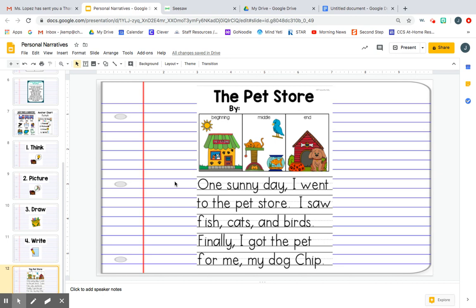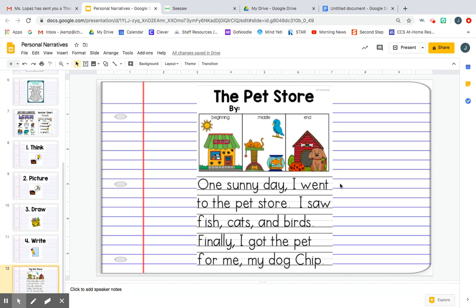"I saw fish, cats, and birds." That is the middle of their story. And they drew the fish, the cats, and the bird. "Finally, I got the pet for me, my dog Chip." That's the end of their story. They drew Chip, and they drew some of the stuff that Chip uses at their house.